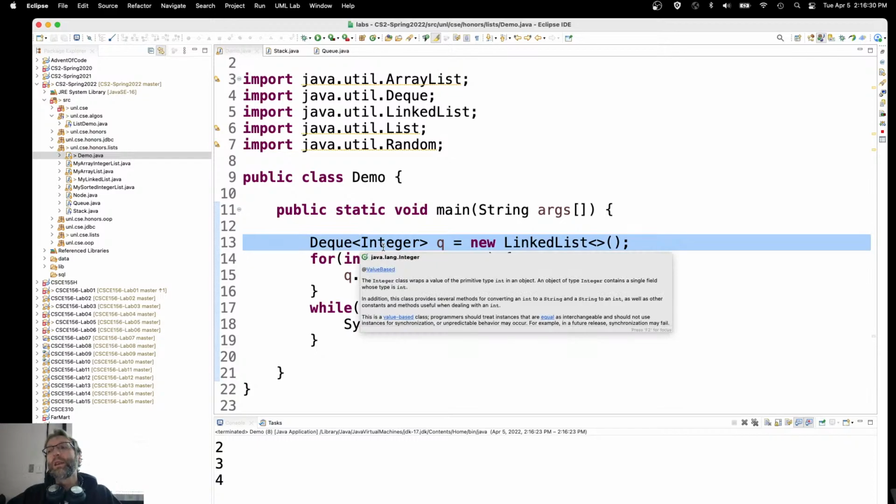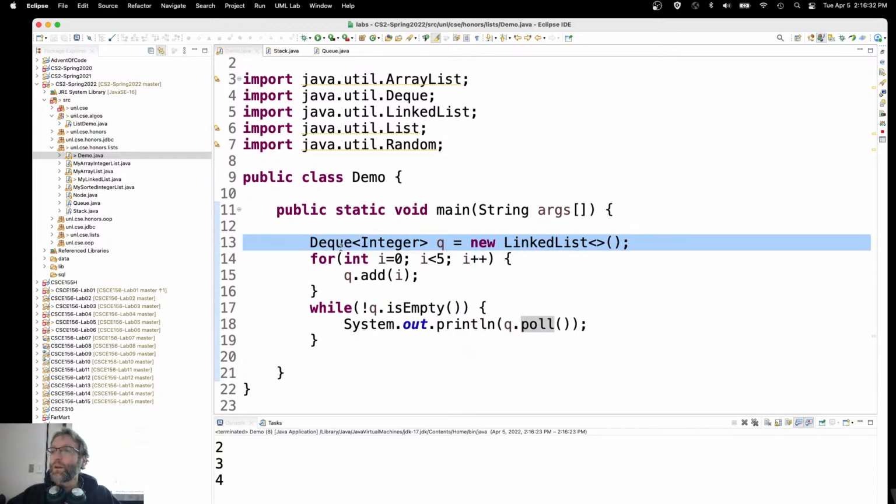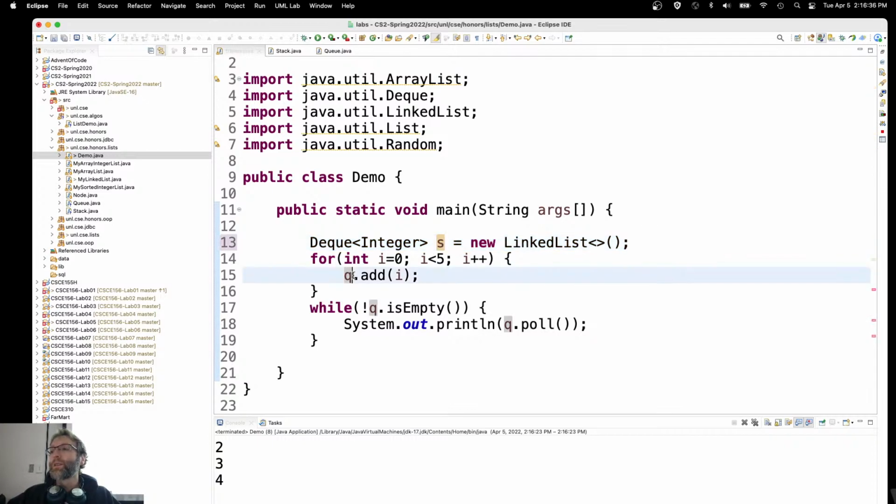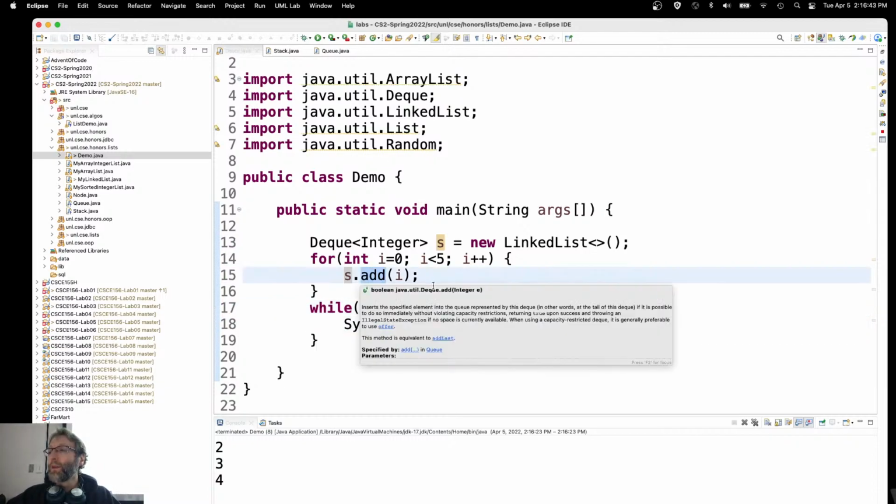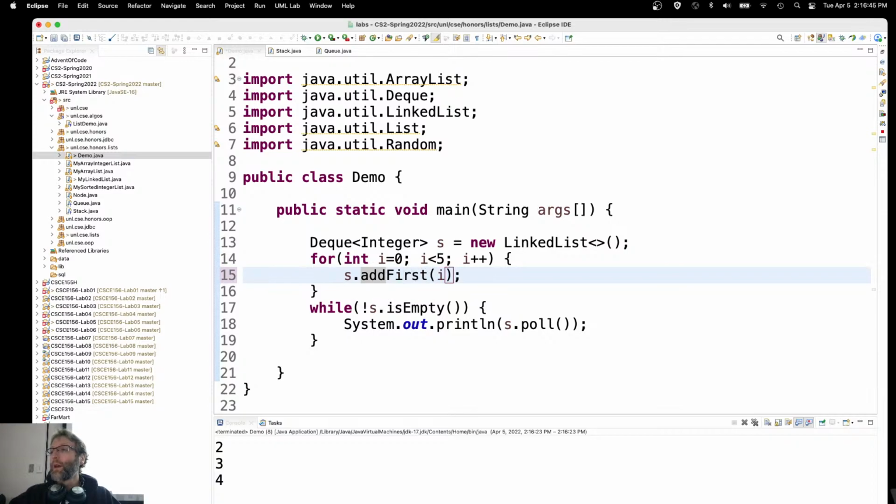Without changing a single line on 13 or a single character on 13, I can go ahead and change, well, here, I'll change it to S because it's going to be a stack now. If I wanted to treat it as a stack, I could add something, add first, and then .remove first. Or is it pull first? No, it's remove first. And now if I put in 0, 1, 2, 3, 4, and I treat it as a stack, then I should get 4, 3, 2, 1, 0.